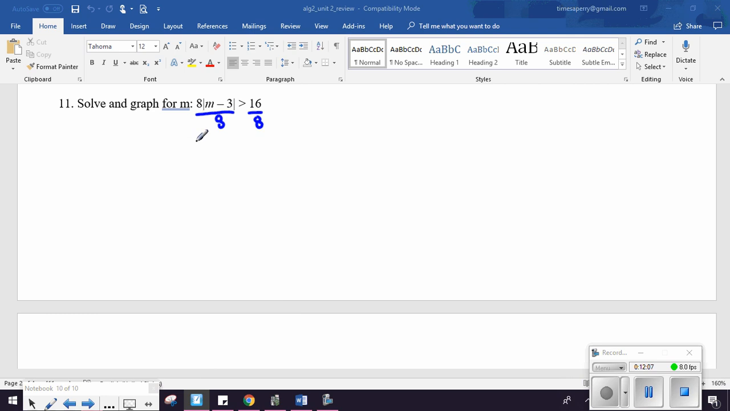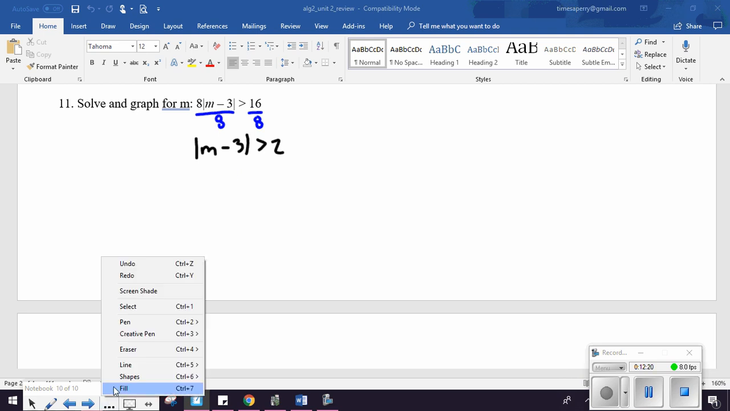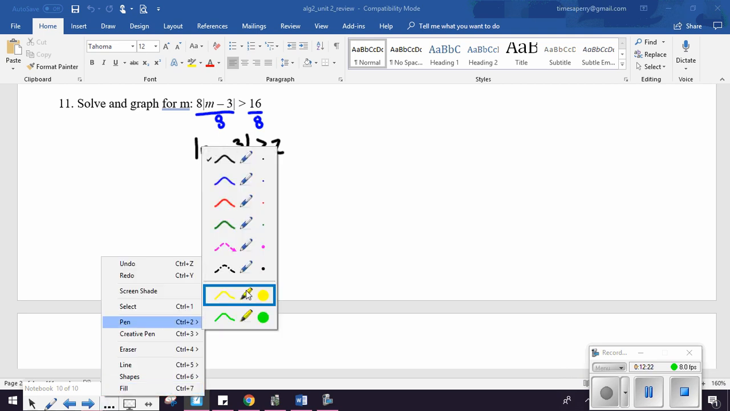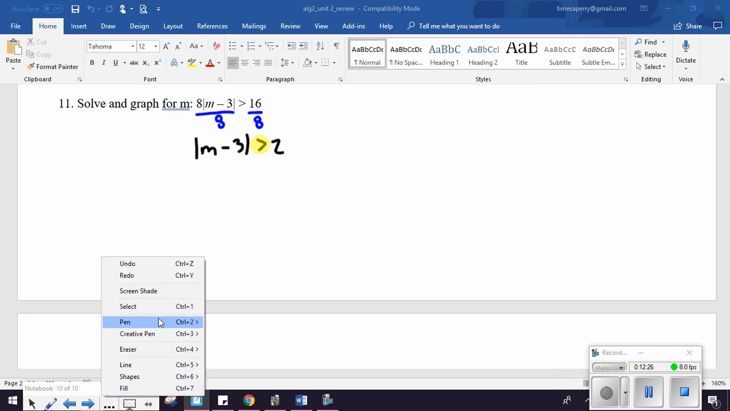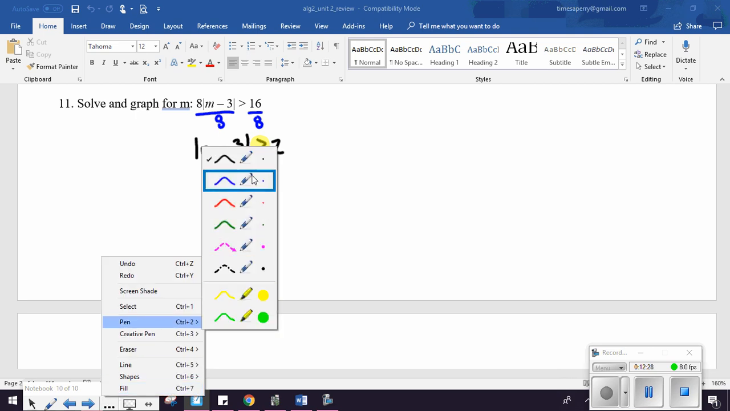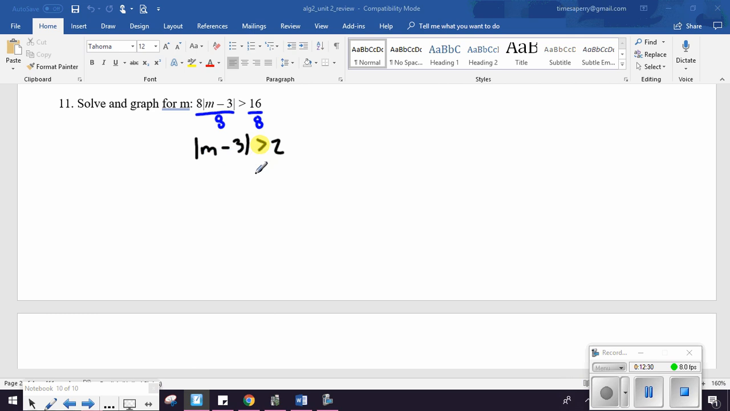So bring down my bar. The absolute value of m minus 3 is greater than 2 because 16 divided by 8 is 2. Now, since this is a greater than inequality, that's the greater than sign, you use or. You use or. So I have two cases separated by the word or.